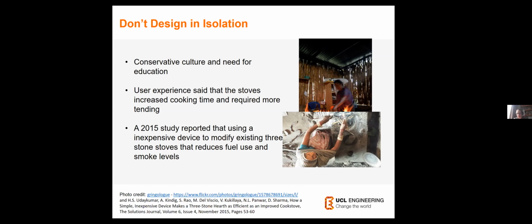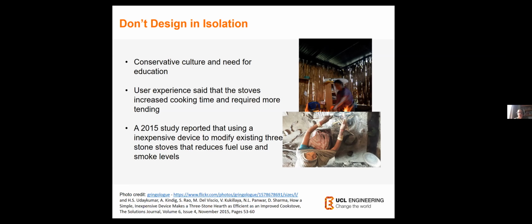I think it's less than $1, and you put it in your existing 3-stone stove, and that reduces fuel use and smoke levels. It's very easy to do. You don't have to install an entirely new thing in your house, you just get the thing and then put it in. You can see a lady there using it, preparing a fire before she lights it.